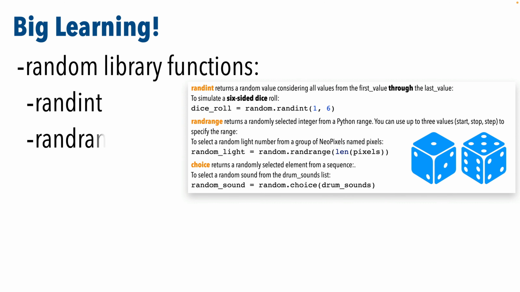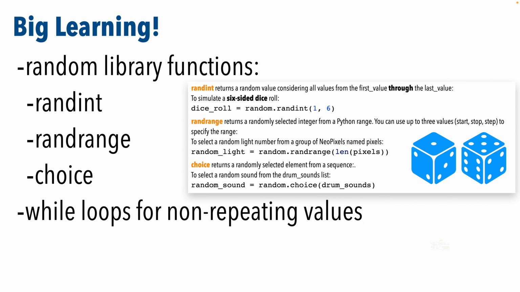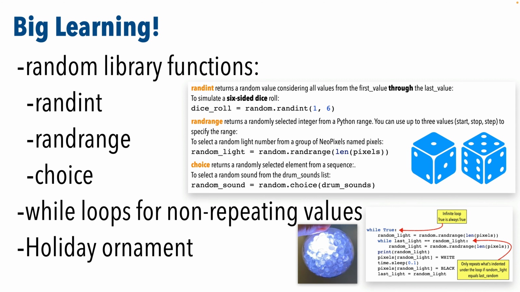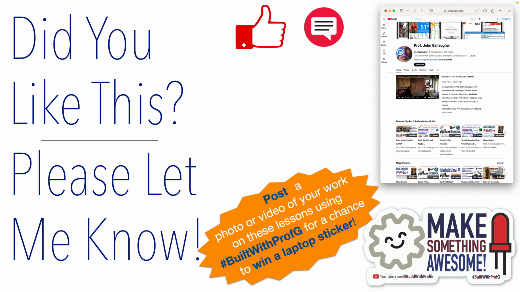But once again, Festive Coder, we've had lots of big learning. We learned to use the random library functions of randint, randrange, and choice. We used while loops for non-repeating values, and we learned how we could build a holiday ornament with just a few more low-cost parts. So get out there and make something awesome.